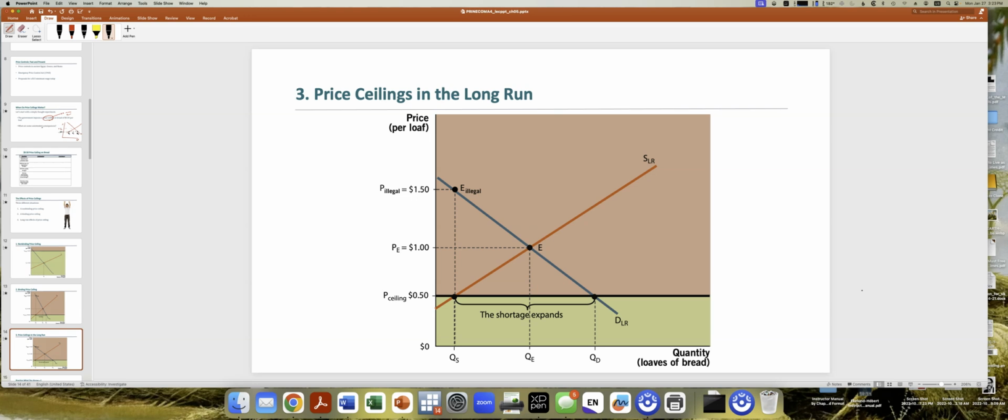And what we then see is that the shortage will actually get larger over time. The reason that's the case is that you've got the illegal market operating. And possibly as well, in that illegal market, the quality of the good might be better. It's just easier to get. But if there's an illegal market that charges $1.50, you could make people really desperate to want to get it at that ceiling price of 50 cents.